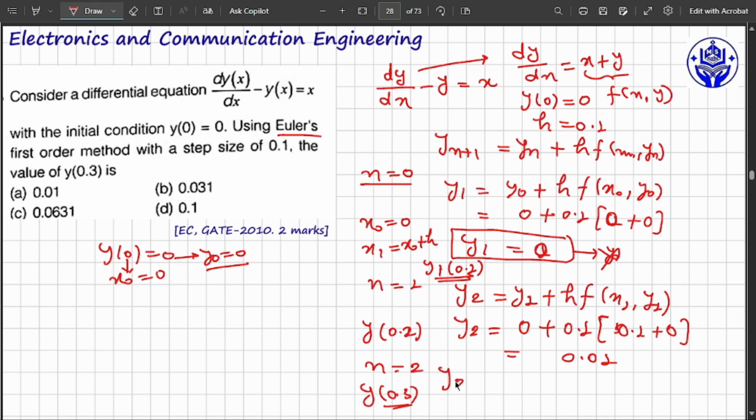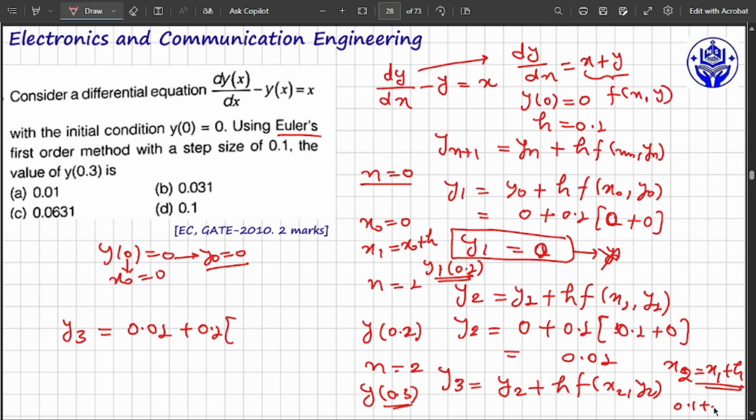Now I will find y3. That will be y3 is equal to y2 plus h f of x2, y2. So y3 is equal to, what is the y2? It is 0.01 plus 0.1, and what is my x2? x2 is nothing but x1 plus h. x1 is 0.1, so 0.1 plus 0.1 is 0.2. So it is 0.2 plus 0.01, which is nothing but 0.031.